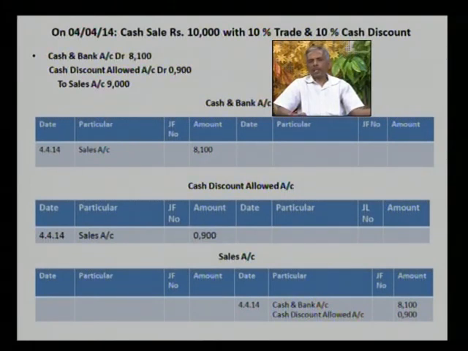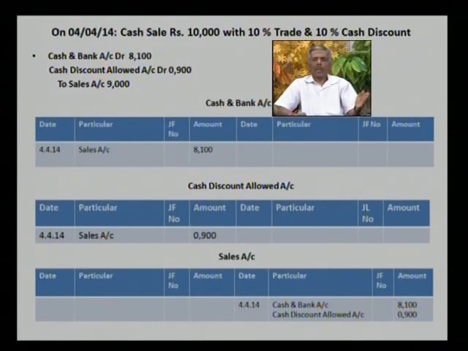Again at the cash discount allowed account, we have to mention the date, we have to mention the name of the counter account. In this example, we have to mention the sales account, and we have to mention the right amount, that is 900 rupees at the debit side in the amount column. Finally, we have to post the credit journal, but that at the sales account. So at the sales account, we have to credit two of the transactions. First one, at the date, we have to mention the same date.